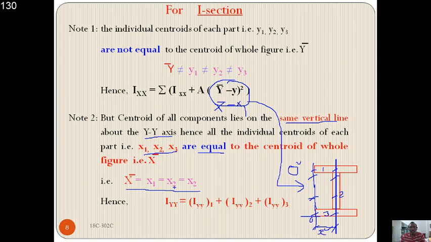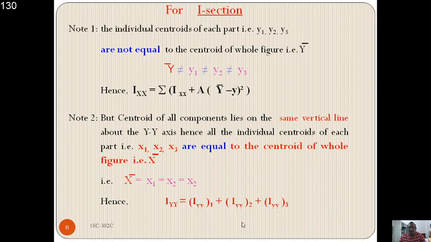So similarly, x bar minus x2 is also the same, hence 0. X bar minus x3 is also 0. So these are symmetric about the same y axis and the distances are the same, hence the parallel axis term vanishes. So the normal Iyy values are sufficient to find the Iyy value. So I can say this is Iyc1, Iyc2, Iyc3.